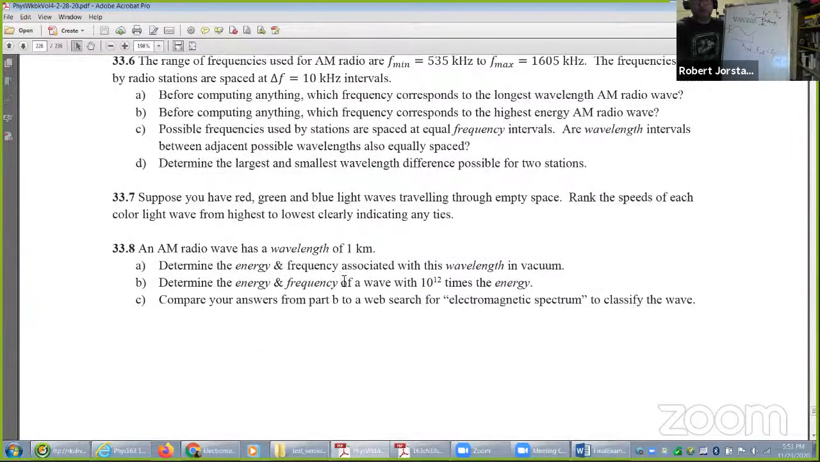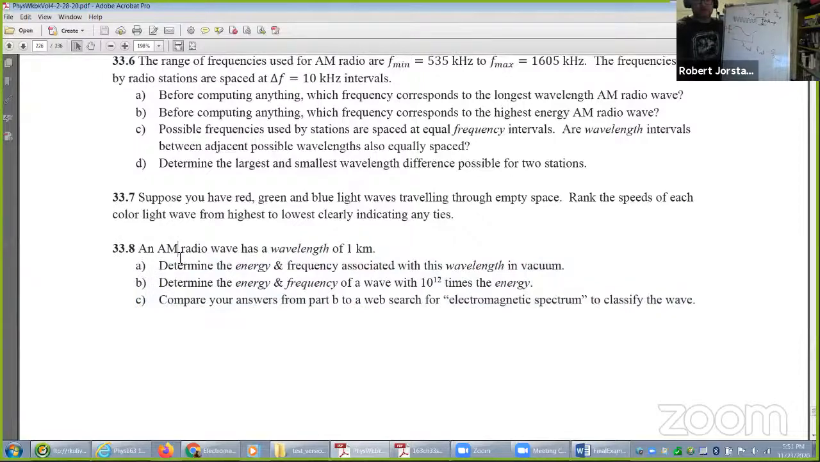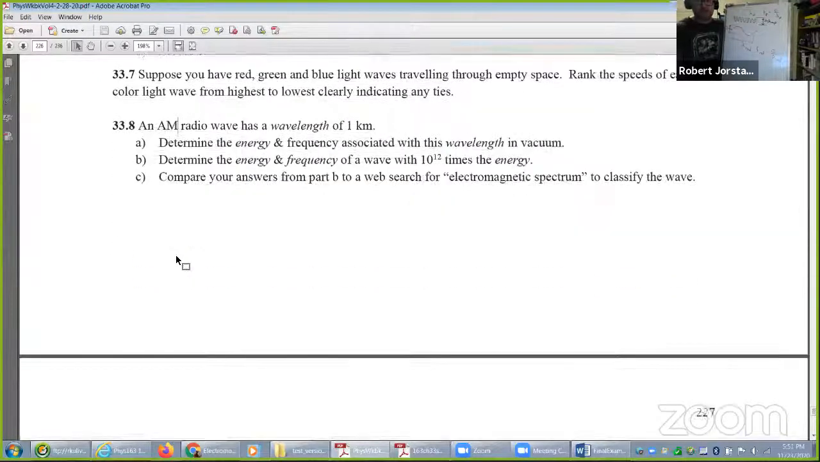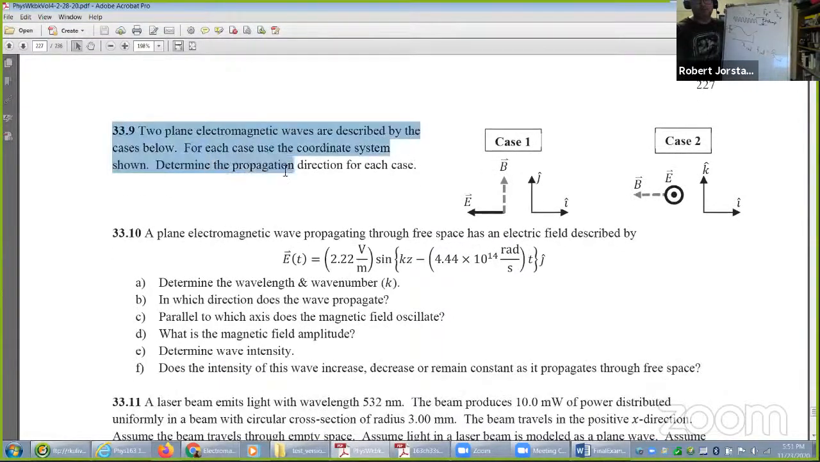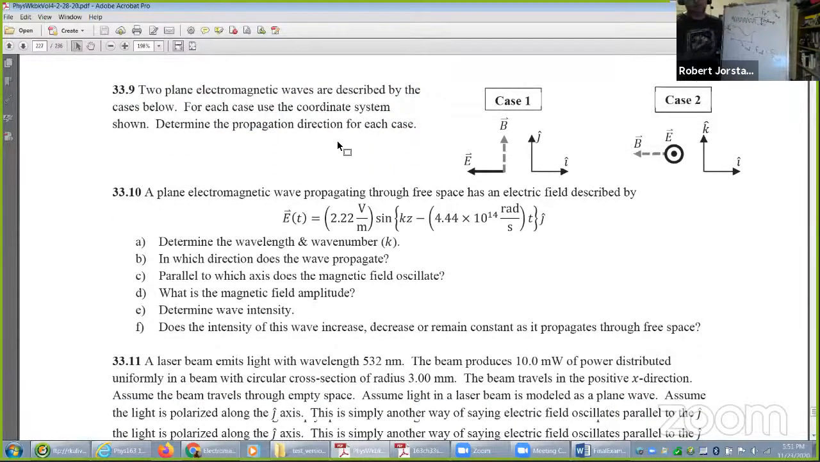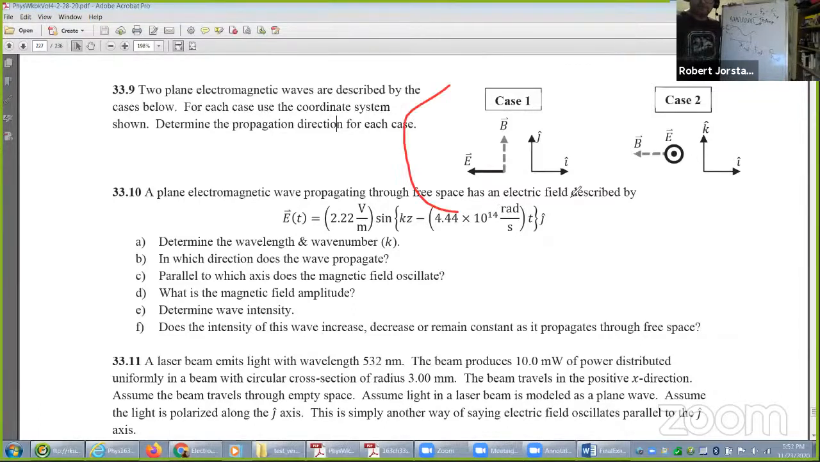Let's see. This is pretty cool. This is just another practice problem where I give you a wavelength. This is really easy stuff, right? So not too crazy. Oh, here we go. Let's try this one, 33.9. Let's work together, people. In this case, let's say you have 2 plane electromagnetic waves, case 1 and case 2. Let's start with case 1.